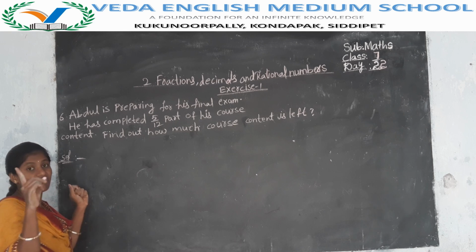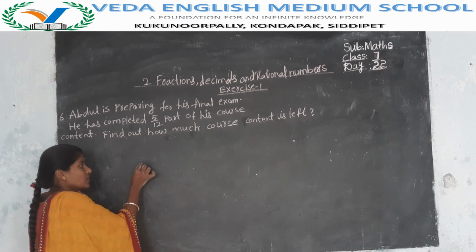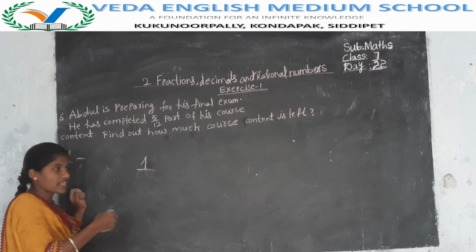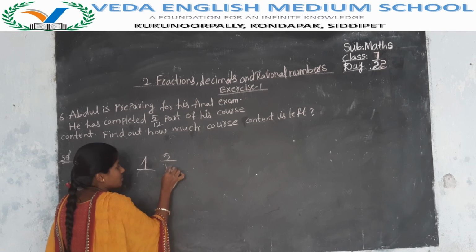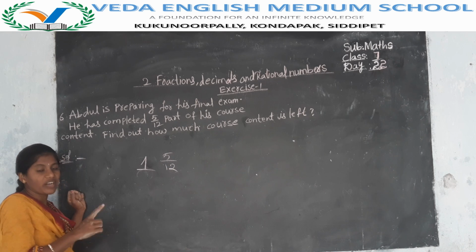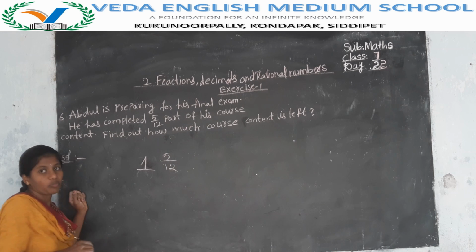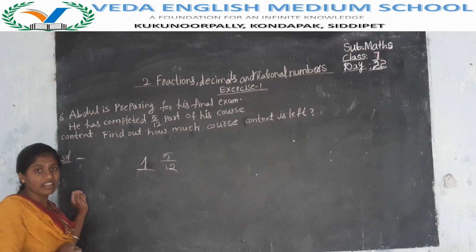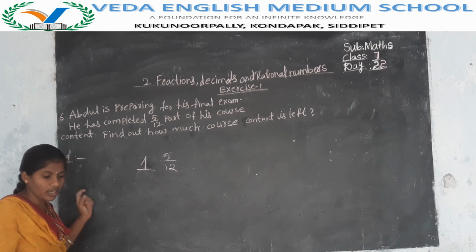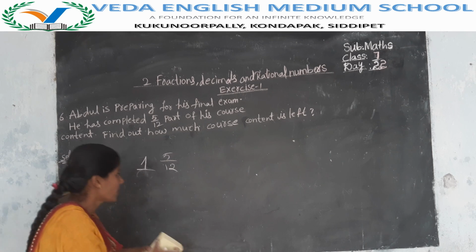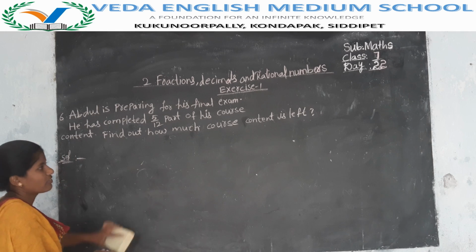That means he is preparing for one final exam. Total from this one textbook he has completed 5 by 12 parts. Total we have to take as 1. From this one he has completed 5 by 12. More, how much part is left? They are asking how much is left. Then how to find? From this total we have to subtract 5 by 12. Then you will get how much content is left.